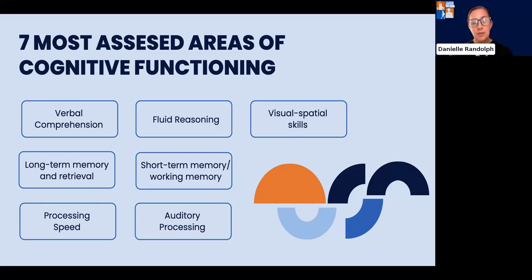On the screen, these are 7 areas that are typically assessed. Not all of the time because we have different cognitive assessments that are used in schools, but most of the time you're going to see either most or all of these areas. And we're going to look into these a bit more in depth on these next slides.